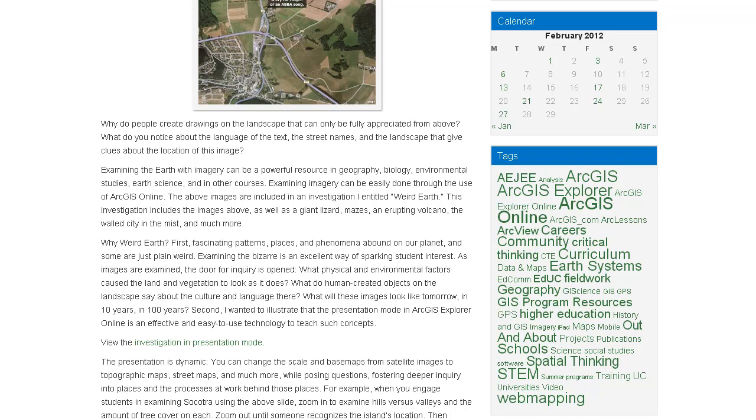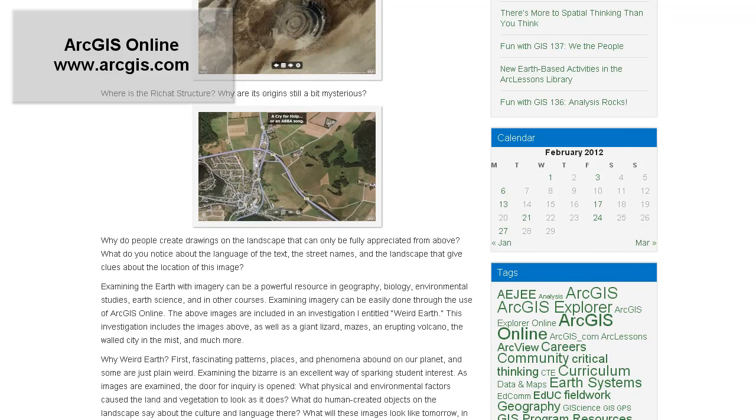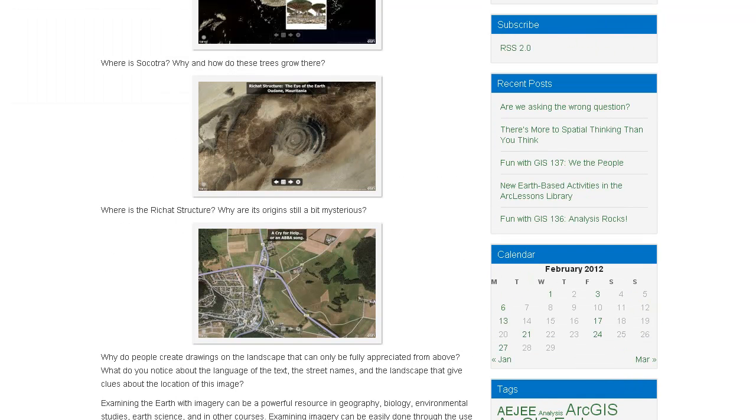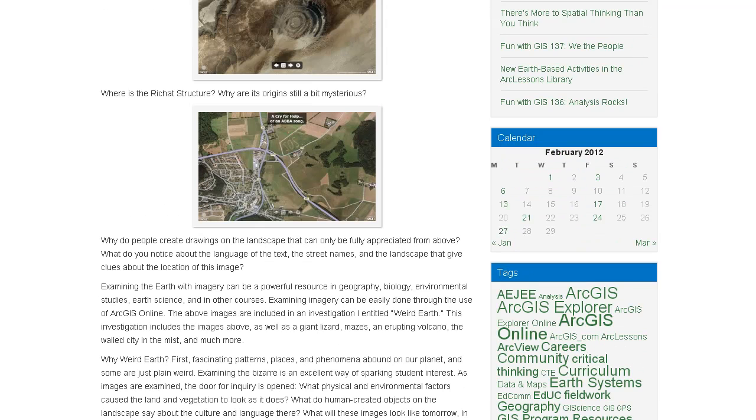Examining the Earth with imagery can be a powerful resource in geography, biology, environmental studies, earth science, and in other courses. Examining imagery can be easily done through the use of ArcGIS Online. The above images are included in an investigation I entitled Weird Earth. This investigation includes the images above, as well as a giant lizard, mazes, an erupting volcano, the walled city in the mist, and much more.